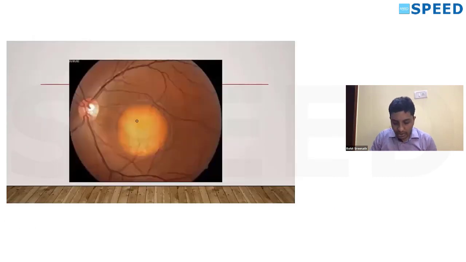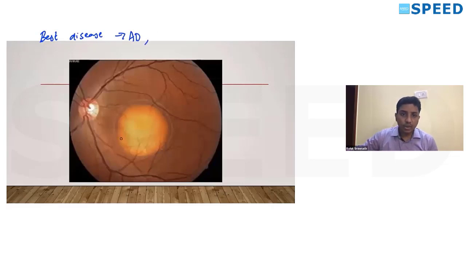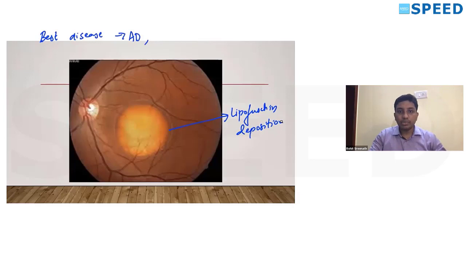So next we go to the important dystrophies. Which dystrophy is this? The typical vitelliform dystrophy known as Best disease. For Best disease, we have to remember the mode of inheritance. It is autosomal dominant. There is typically yellow pigment deposition, which is lipofuscin deposition.